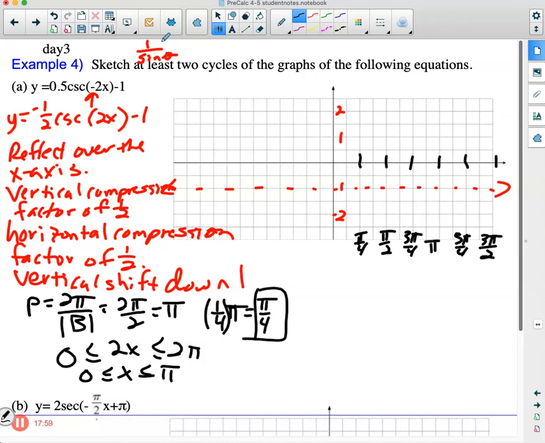And then let's go backwards to the negatives, if I can make out where my vertical lines are. There's so much fading. Negative pi over 4, negative pi over 2, negative 3 pi over 4, negative 4 pi over 4, negative pi, negative 5 pi over 4, negative 6 pi over 4, which is negative 3 pi over 2.